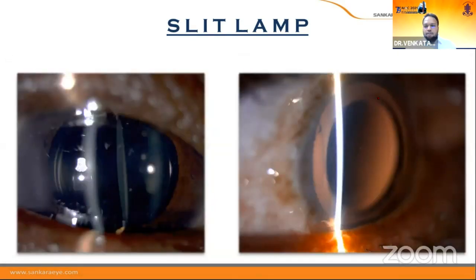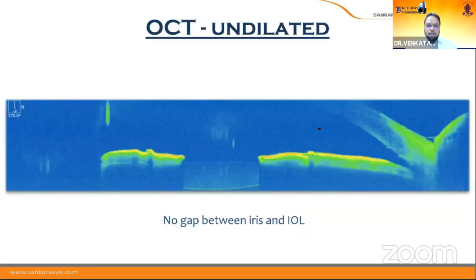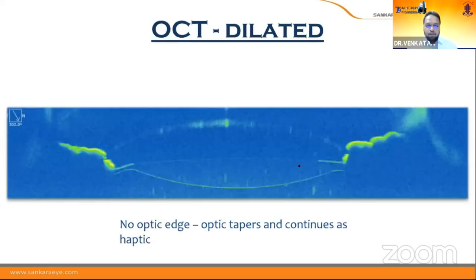And this is another interesting picture where the intraocular lens looks just like a crystalline lens except for these dialing holes. This is the OCT undilated picture where we can see the optic here, and here we can highlight that there is no gap between the iris and the optic, thus eliminating the gap. And this is a dilated picture where we can see the optic profile, and these hyperreflective things are the capsular rhexis margins. And the thing is, the optic continues as a haptic and there is no optic edge here for the refraction of the light.